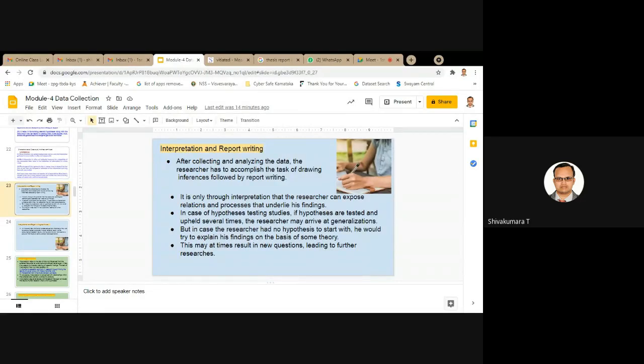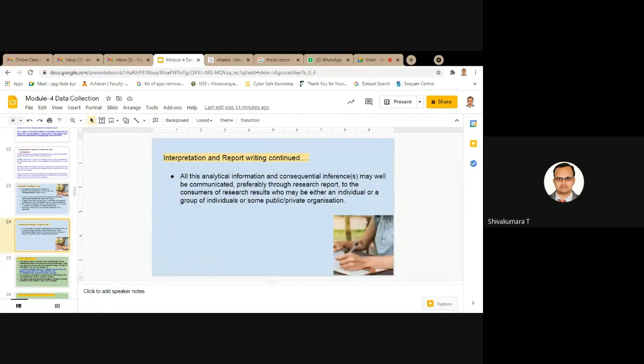So in exploratory research, there is a possibility of throwing up new questions, or many questions, to the new researcher to carry out further research work, right? This is another meaning of interpretation.